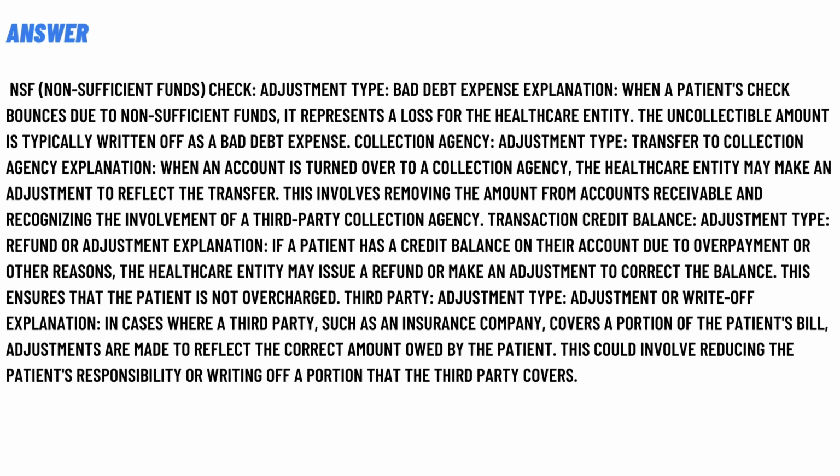Third party, adjustment type: write-off. Explanation: in cases where a third party such as an insurance company covers portions of the patient's bill, adjustments are made to reflect the correct amount. This involves reducing the patient's responsibility or writing off the portion that the third party covers. So that is the answer to the question.